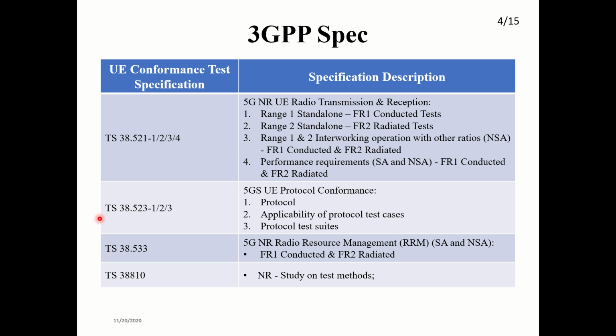And 38523 is your protocol performance, so it's a protocol based thing. And 38533 is radio resource management, NSA, SA, FR1 connected, something like that. 38810, which I think we have seen in the last presentation, basically talks about a study on test methods. You can go through some of these specs, and then you can see different test cases being defined there.